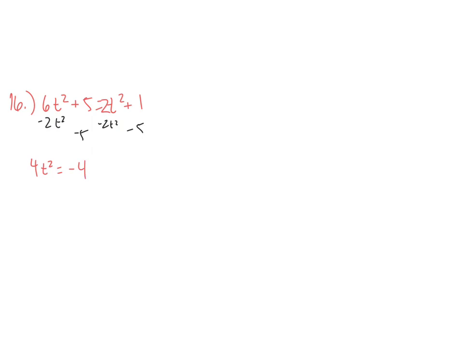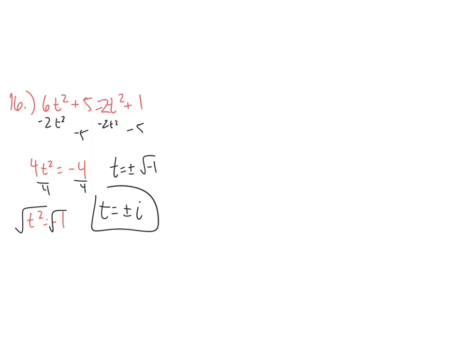Now, if I'm doing this backwards, you're going to get rid of the multiplication first. So I'm going to divide both sides by 4. I get t squared equals negative 1. Now, I can square root both sides. So I get t equals plus or minus square root of negative 1, which is just i. So your best answer is t equals plus or minus i. That's it, 2 answers. 17, very similar concept.